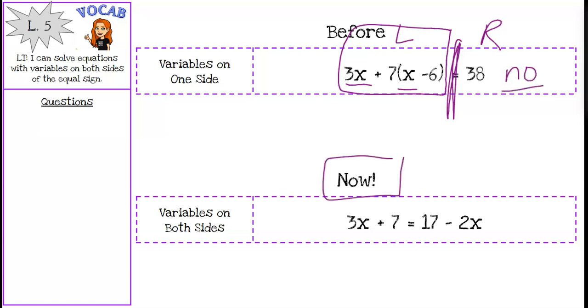Now, in this lesson, we draw that line at our equal sign. We see variables on the left and variables on the right. So that's what we mean by variables on both sides. It's on both sides of that equal sign.